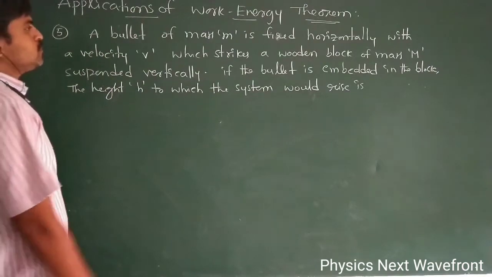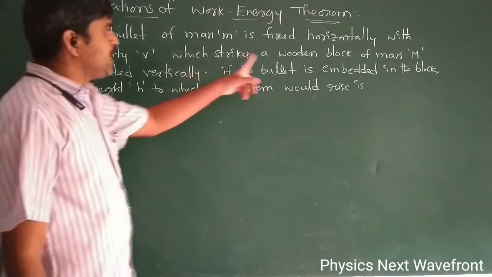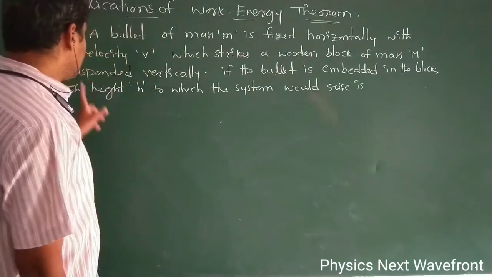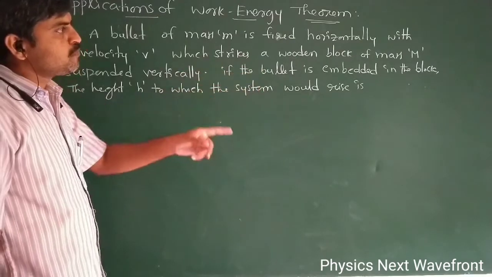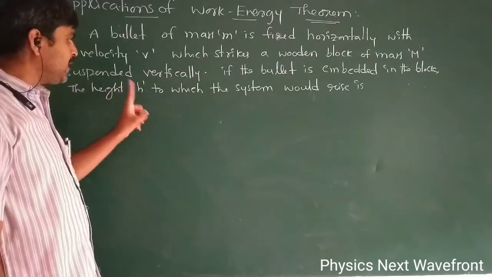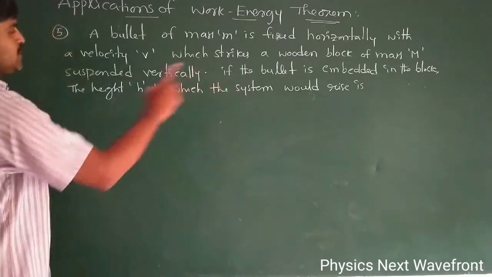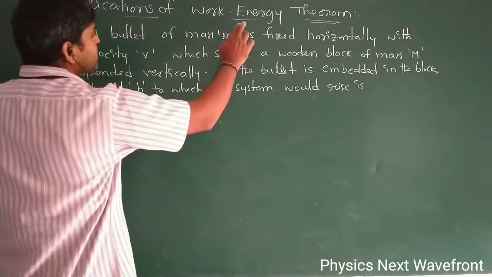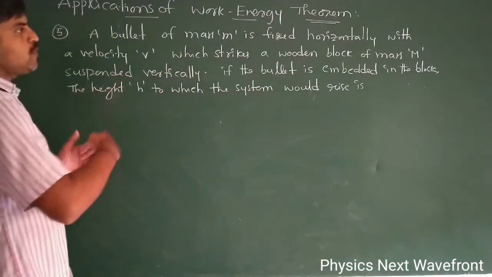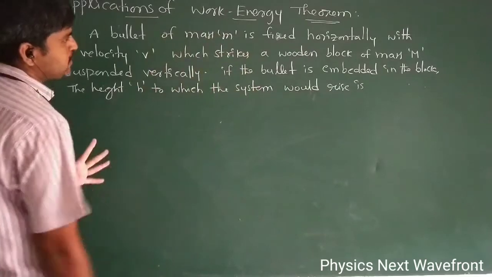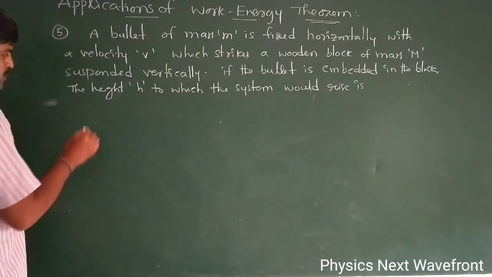A bullet of mass m is fired horizontally with velocity v, which strikes a wooden block of mass M suspended vertically. If the bullet is embedded in the block, find the height h to which the system would rise. Now, this is the question. We can find the height the block rises by using the work energy theorem.